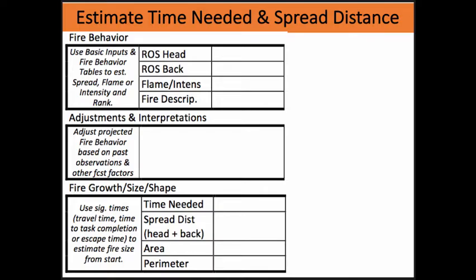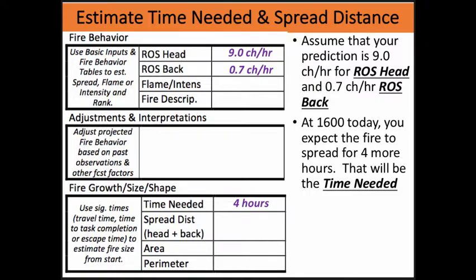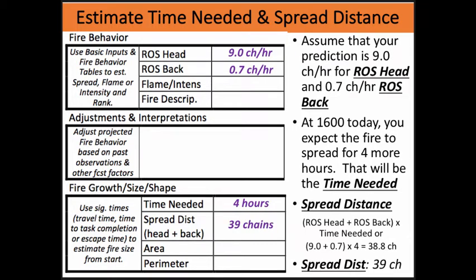Let's take an example situation. Assume that your assessment estimated the head fire spread rate at 9 chains per hour and the backing spread rate of 0.7 chains per hour. Further assume that you determined that at 1600 you estimate the fire will grow for another 4 hours today. You can add the two spread rates to produce a combined spread rate and then multiply it times 4 hours to get the spread distance of approximately 39 chains. Stop the video here and confirm the calculations for yourself.